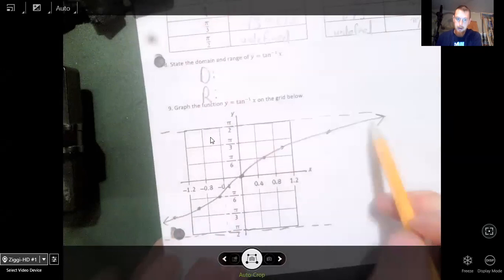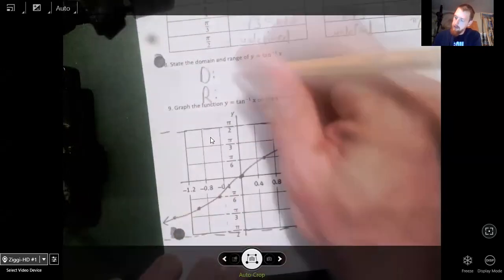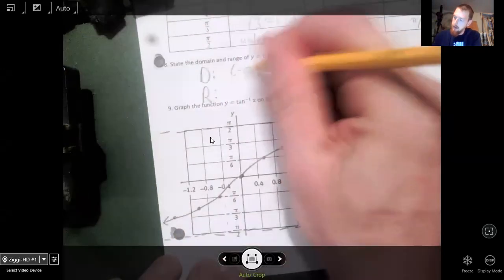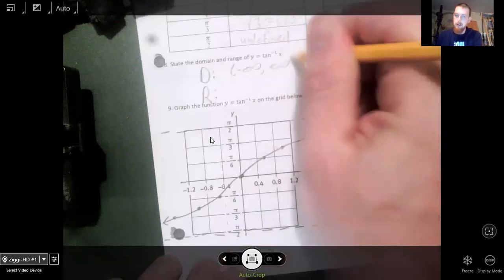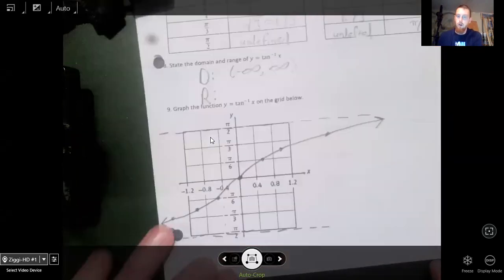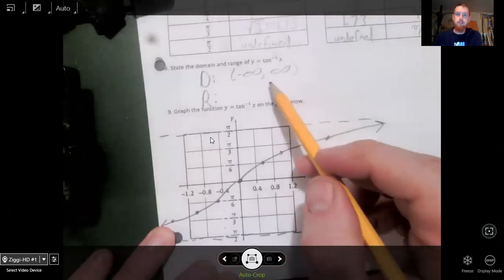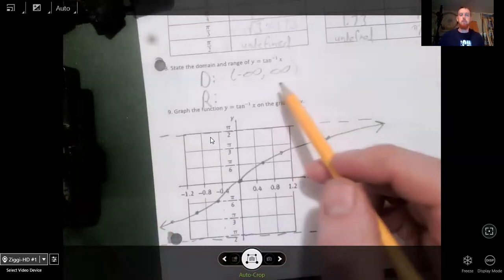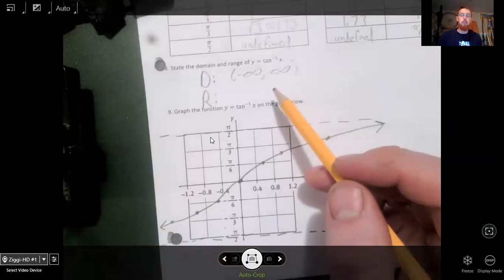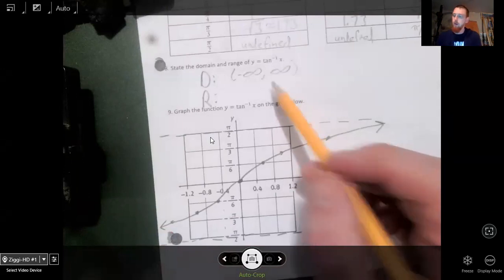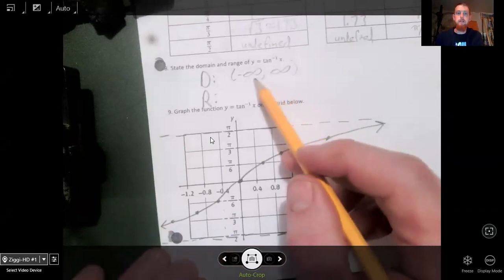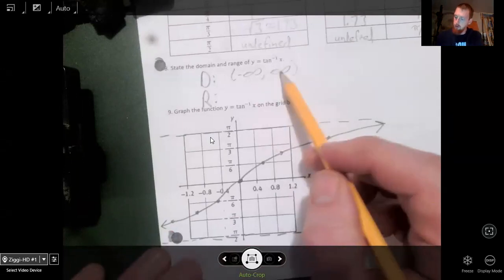Since we have these arrows on the end of our function, that actually means that our domain is any value from negative infinity to positive infinity. What does that mean? That means that the value for the tangent of x can be any real number. It's not like sine or cosine where you can't go above 1 and you can't go below negative 1. So the domain for the inverse tangent of x is any real number.